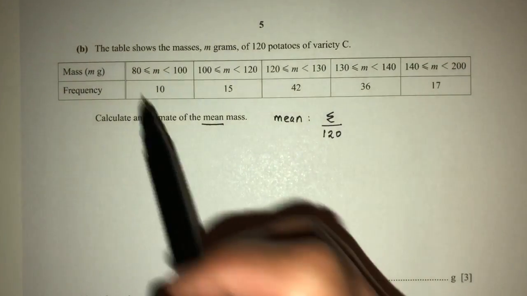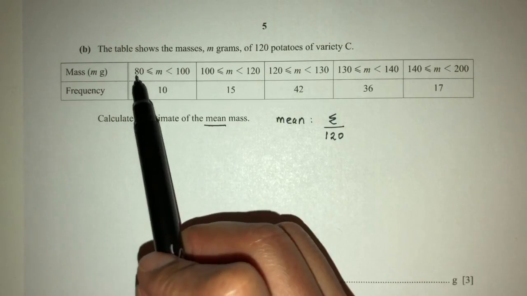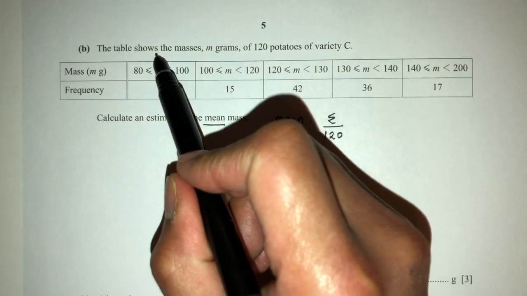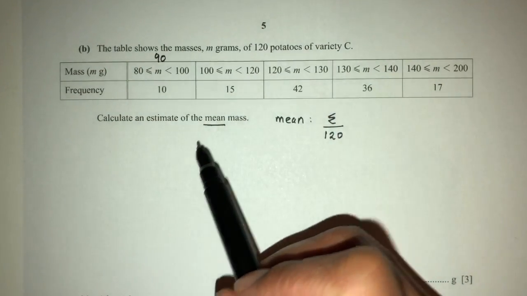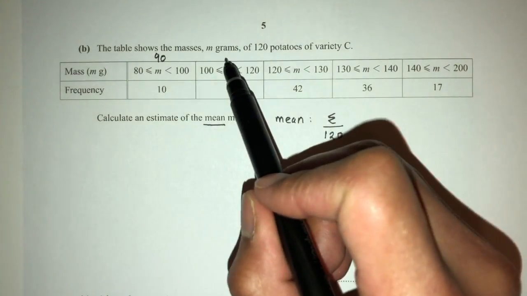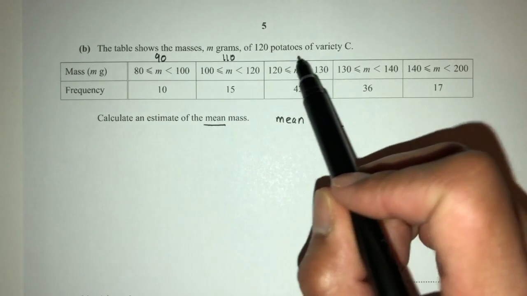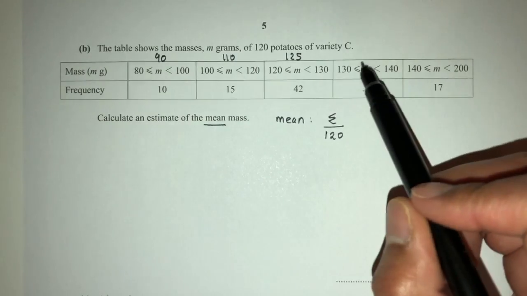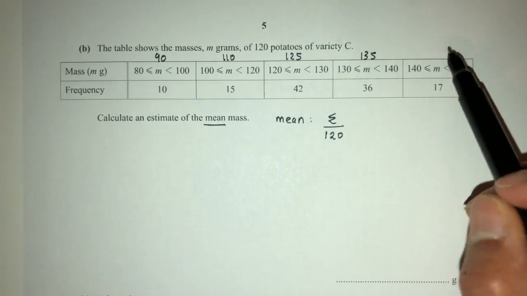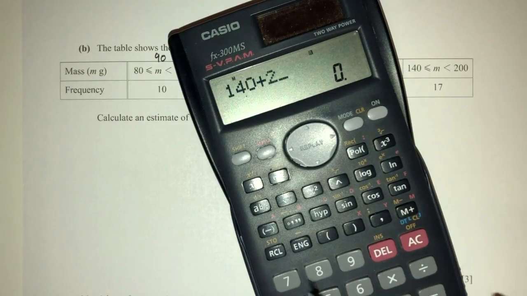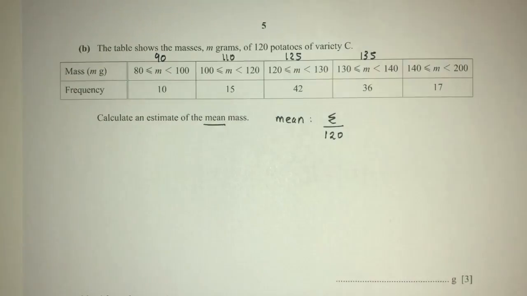So we can do this. Because we have a range, as you can see, 80 to 100, we have to find the midpoints of those values. It will be 90, and here will be what? That will be 110, that will be 125, the midpoints, 135, and what is this one? Let's check. So 140 plus 200 divided by 2, that will be 170.